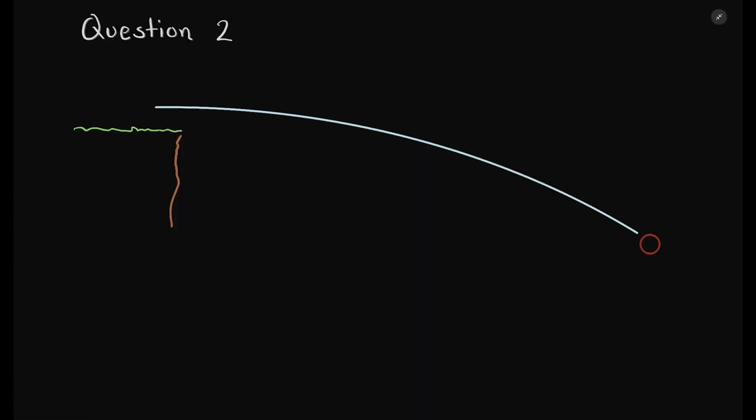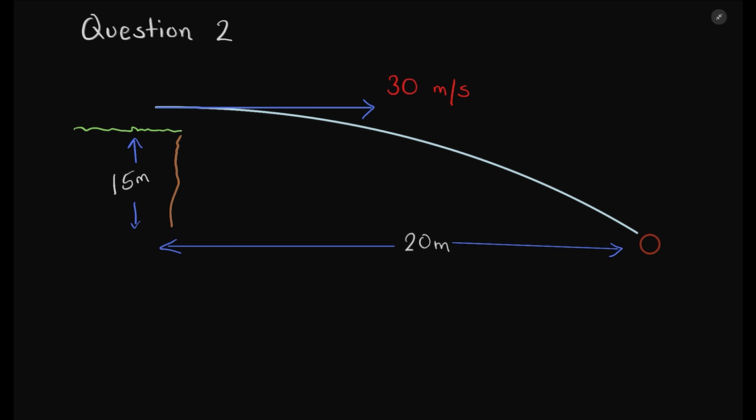Question number 2 shows that a ball has been thrown straight out of a cliff. The ball has an initial velocity of 30 meters per second to the right. Here, let's say the cliff is 15 meters high and the ball lands 20 meters away from the cliff. In this example, the initial horizontal velocity is 30 meters per second.